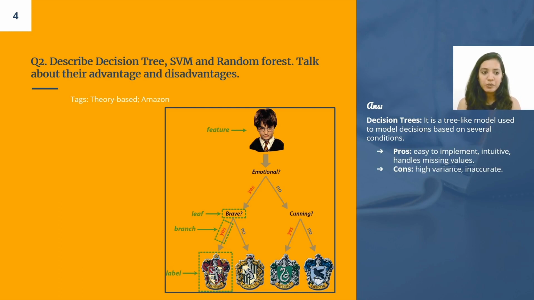Pros are it's easy to implement, it's intuitive, handles missing values. So anything where, okay, if we do not have the person's details, is the person brave or not, we automatically know that we might not be able to sort the person. So it helps highlight such missing values very easily. The con could be a little bit of high variance. Not everything might fit into this because over here only brave and cunning has been chosen, but suppose some other factor comes in which is not included over here, so there are a few cons where it ends up becoming a little inaccurate.